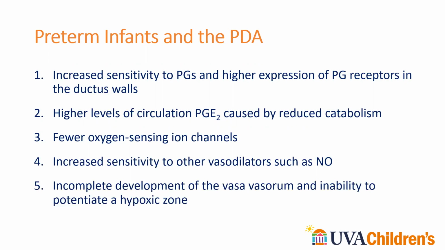And finally, even if functional ductal closure does occur, true anatomic closure may not take place due to incomplete development of the vasa vasorum, which I'll show you in a second, and inability to potentiate that hypoxic zone. This is why the ductus in the preterm neonate can actually reopen. So you may do an echo at day 3, 4, 5 and don't see the ductus, and then the kid gets sick, or you give a huge bolus and the ductus is open at day 7 to 10.